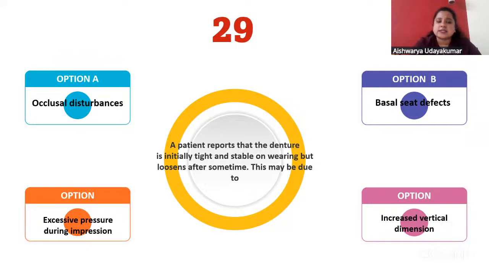Again, moving on with the last set of questions. A patient reports that the denture is initially tight. Probably the denture is tight and stable on wearing but loosens after some time. Now, what can be an issue? If there is excessive pressure on the impression, it loosens. If there is increased reading, tiredness would have been an option. If there is basal seat defects, it wouldn't have seated initially. But the patient is telling that it's tight and stable on wearing, but after some time it loosens. Now here the answer is occlusal disturbances. Why occlusal disturbances?